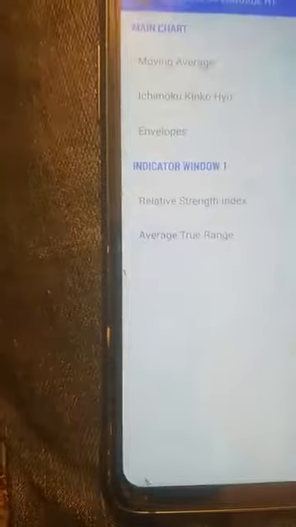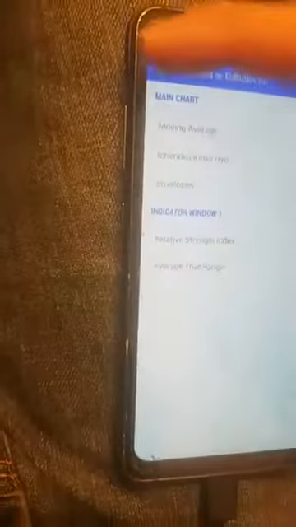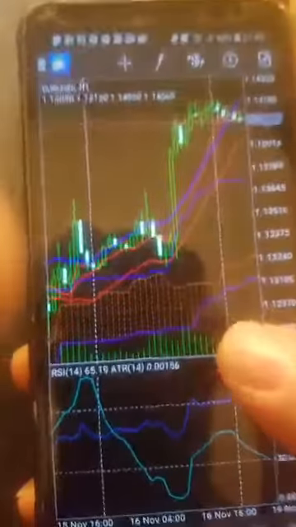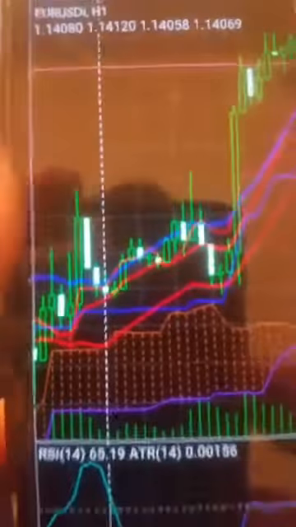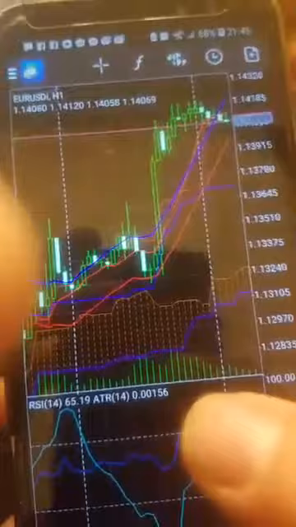That's the cloud I was telling you about. So let me go back to a chart. So you got your red line and your blue line, and then you got your envelope lines. So what you want to watch for is your red and blue line crossing, and that'll tell you when a market's gonna swap over.